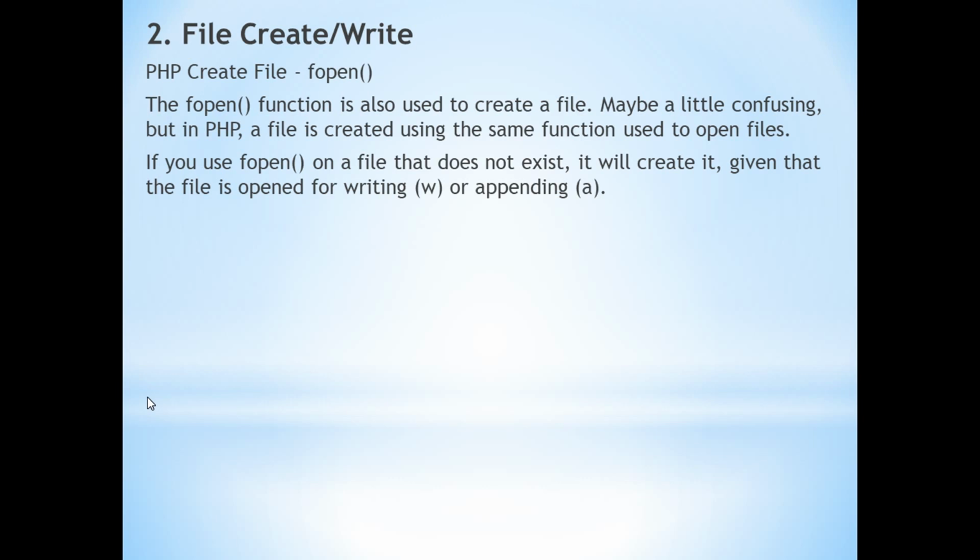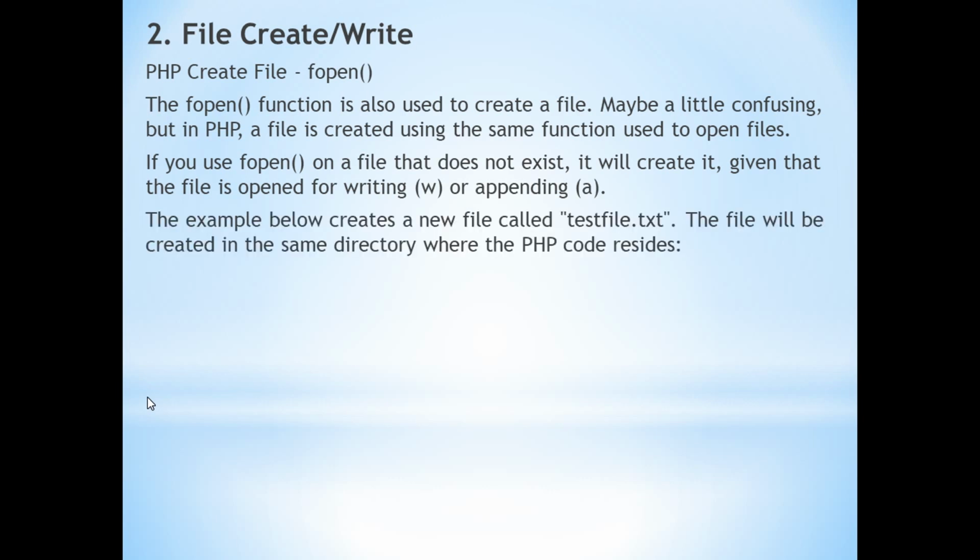It means that if that particular file does not exist, then fopen will first create that file, and then it will open it for writing (W) or appending (A). The example below creates a new file called testfile.txt. The file will be created in the same directory where the PHP code resides.